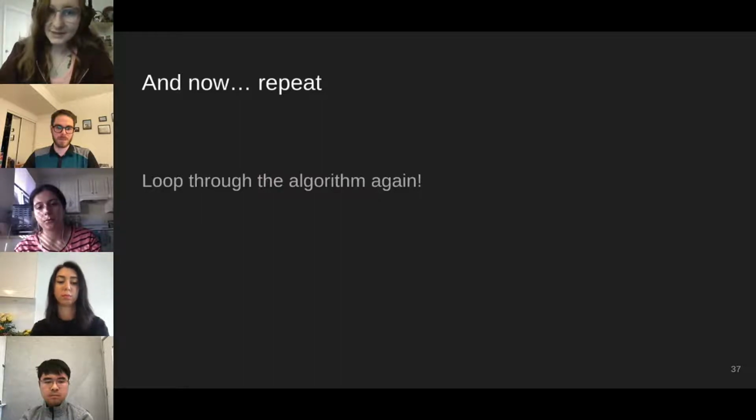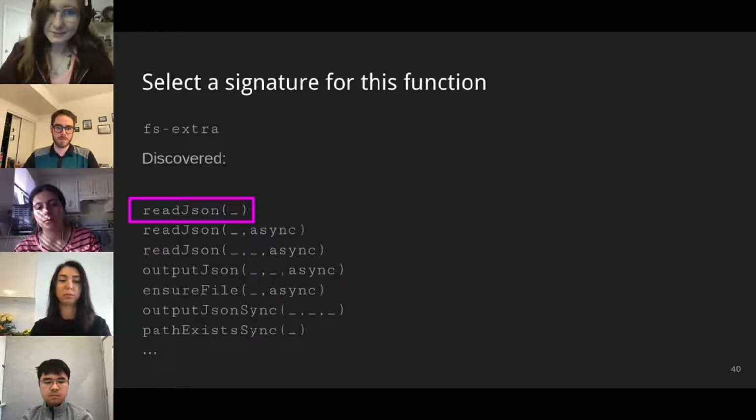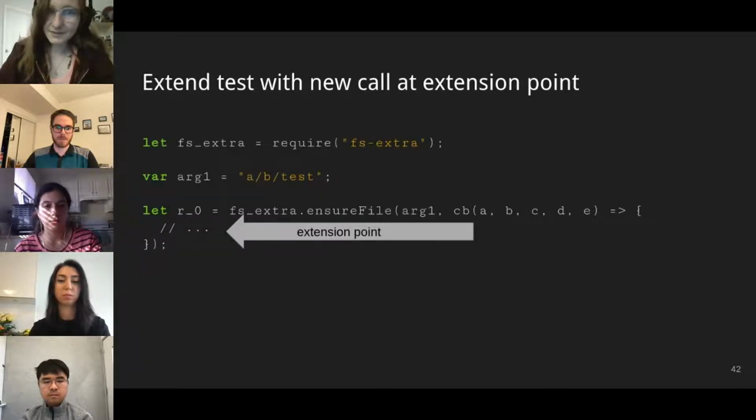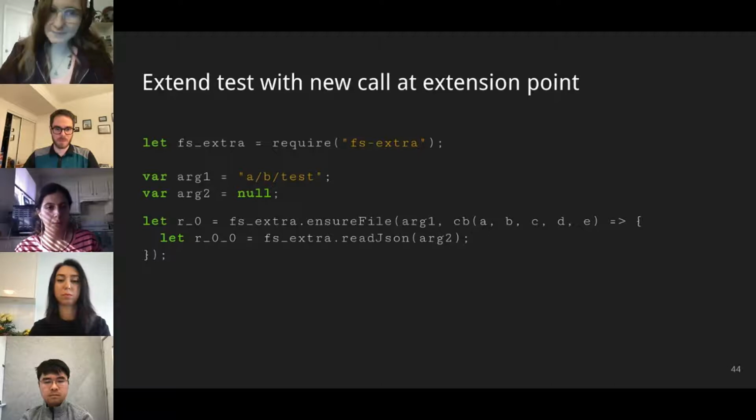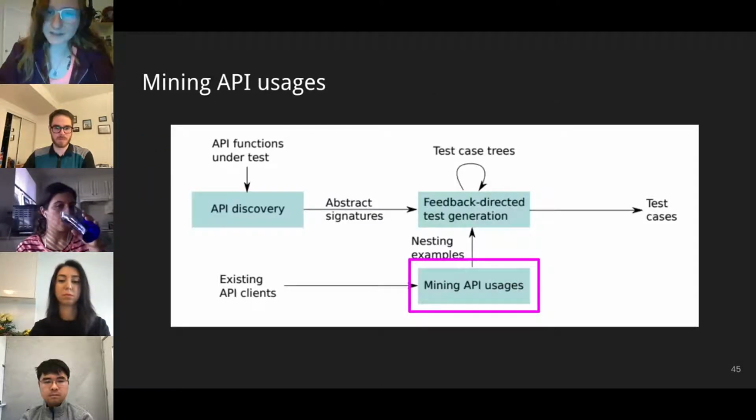So let's choose another function to test. This time we'll choose read JSON. We'll choose the first signature. Then we generate arguments for the selected function. And then we just insert the code that we just generated in the extension point that we previously specified. You'll see the code we generated for read JSON is now in the body of the callback in the previous test. So that's how we build our tests. We also do some mining of API usages to have a better representation of the way that developers actually use APIs, but we don't have time to talk about that here.